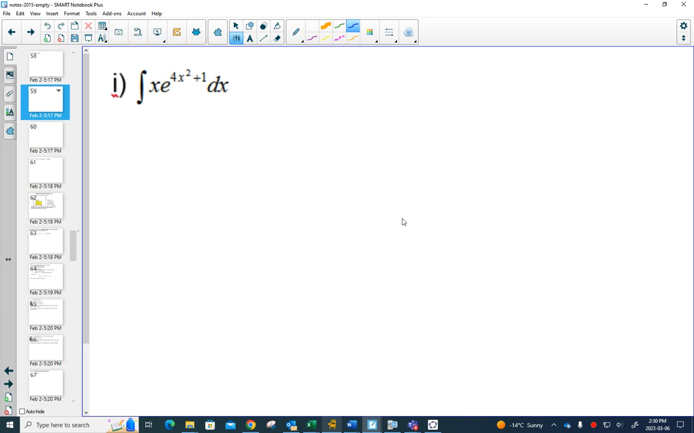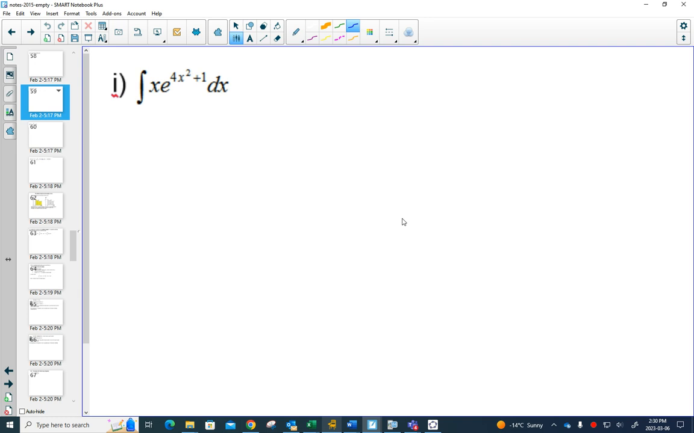Whenever you see a function inside of another function, there's a possibility that you can use integration by substitution. But sometimes, okay, so now I notice, hey, there's a 4x squared plus 1 inside of e. But what's the derivative of 4x squared plus 1? It's 8x. Usually with substitution, it works out perfectly if the 8x appears. But I don't have an 8x. I have an x, but not an 8x.